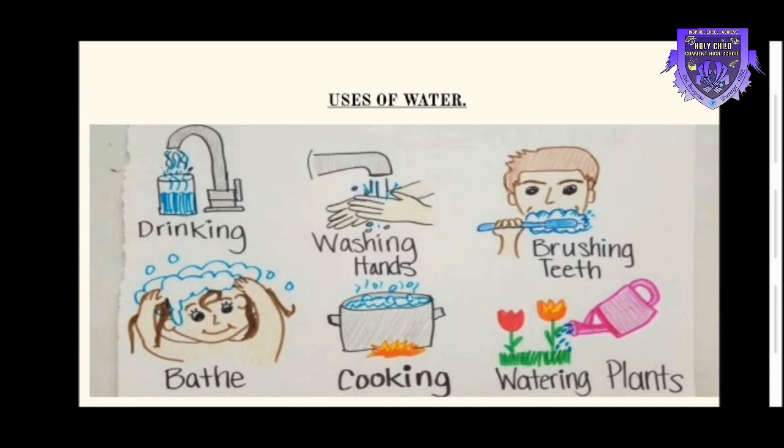Now, next topic is water scarcity. Due to uncontrolled use of water for an increasing population, industry, and farming, it is now in short supply. Water scarcity has become a serious problem.